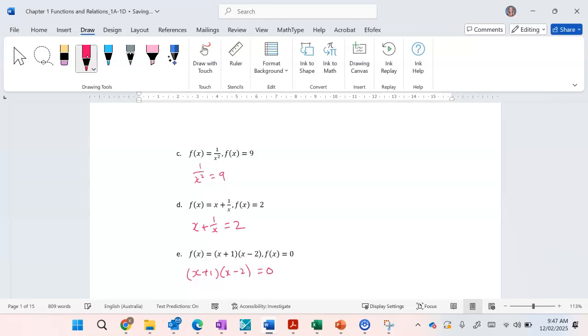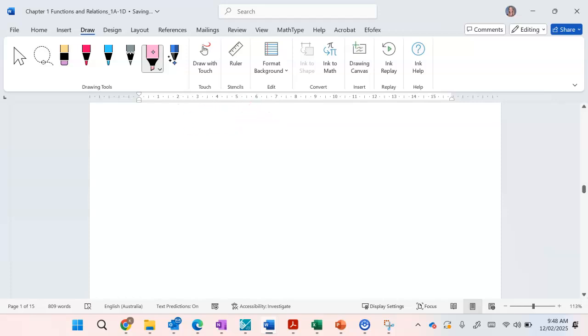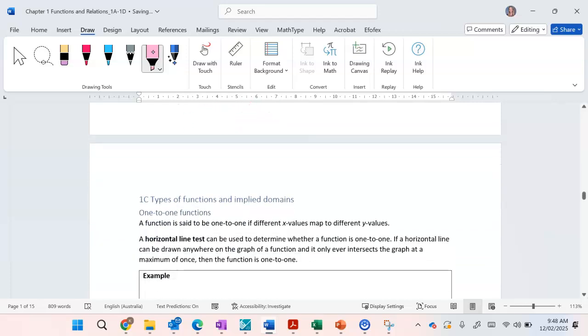And we're letting that equal 0. So we've been given our function, and then we've given what f of x is also equal to. So we're just letting f of x equal f of x. All right, now I think we're going on to 1c here.